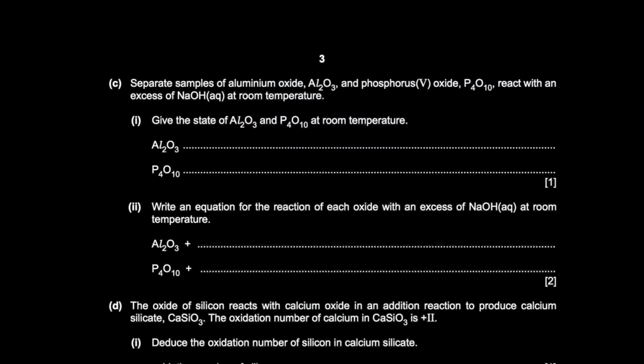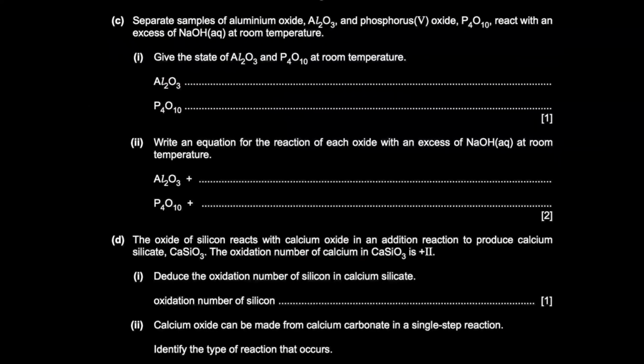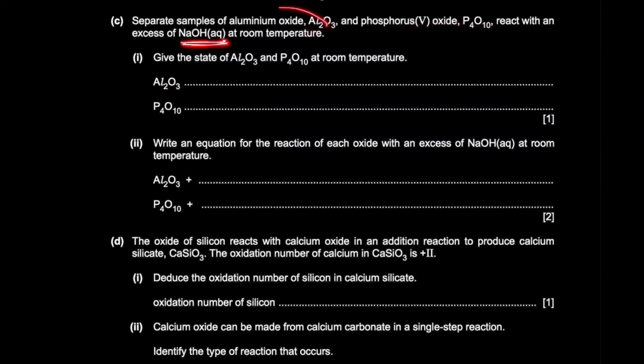Separate samples of aluminum oxide and phosphorus 5 oxide react with an excess of NaOH at room temperature. Give the state of aluminum oxide and P4O10 at room temperature. They're both solids at room temperature.